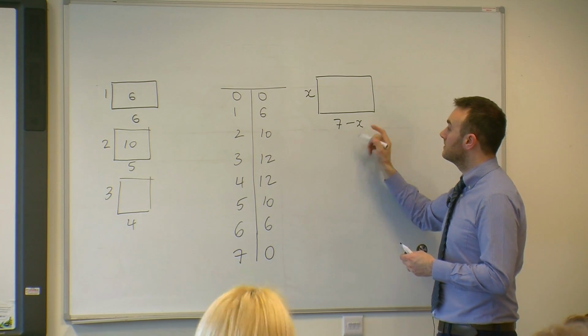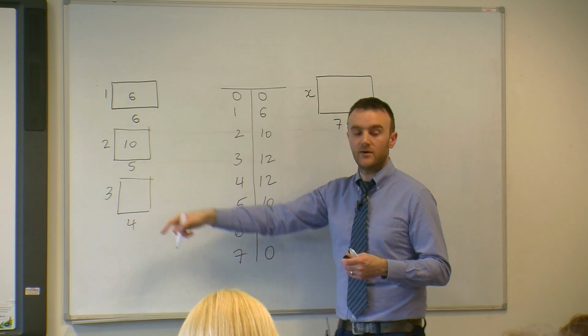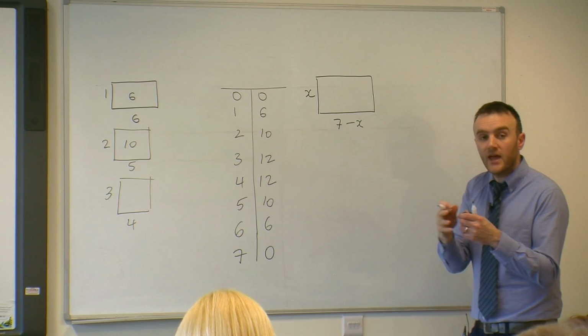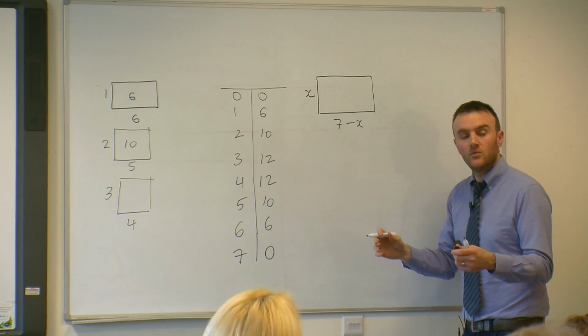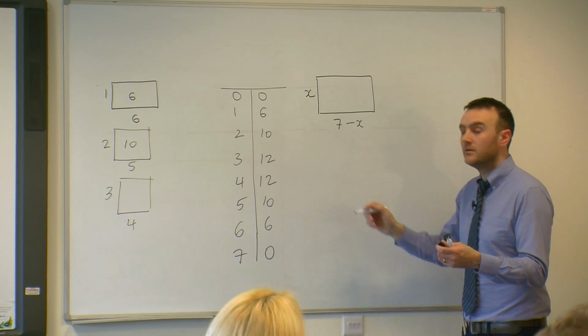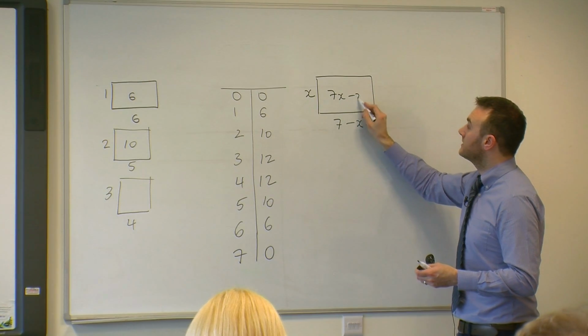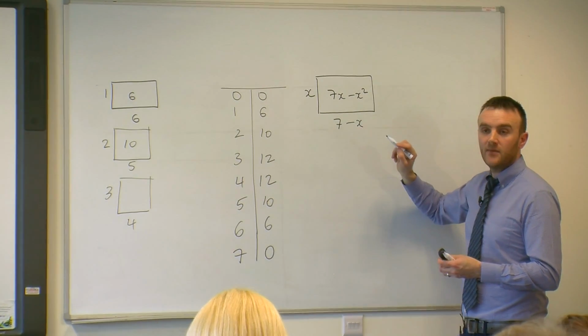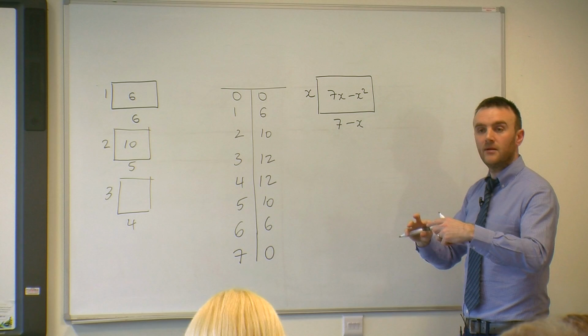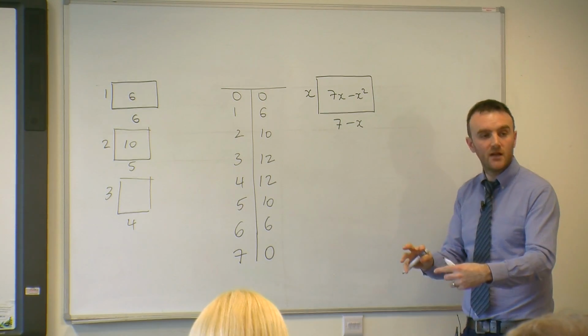7 minus x. Those two have to add to 7. We saw that with the numerical cases. So what's the area of every possible rectangle with perimeter 14? 7x minus x squared. You could say that's mathematical modelling, where you build a model or a function to help you to solve a problem.